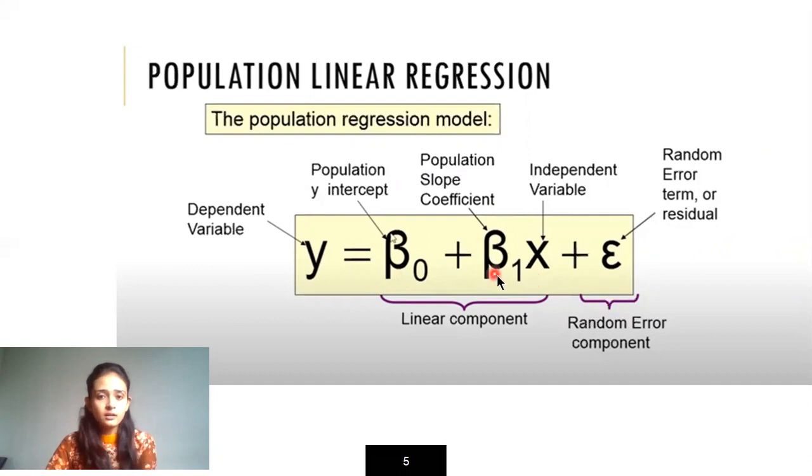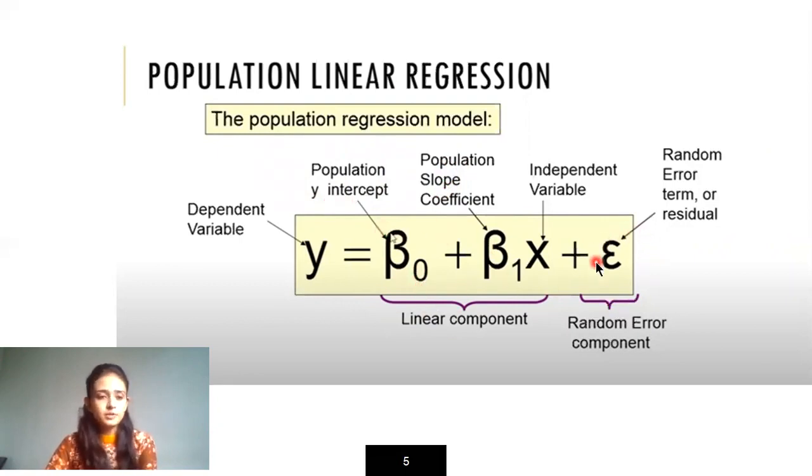What is m here? m means slope. So here my beta 1 is the slope. You can see it is showing the population slope coefficient, beta 1. And what is c in y equals mx plus c? c is your intercept. So here beta 0 is your intercept. You can see it is showing the population y-intercept as beta 0. So these are my linear components.